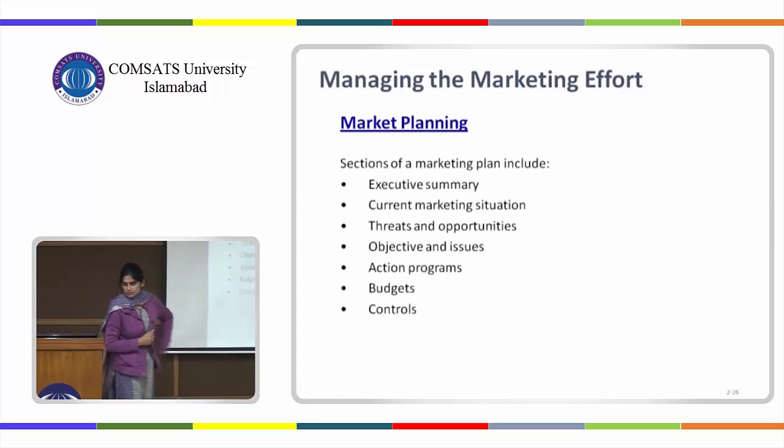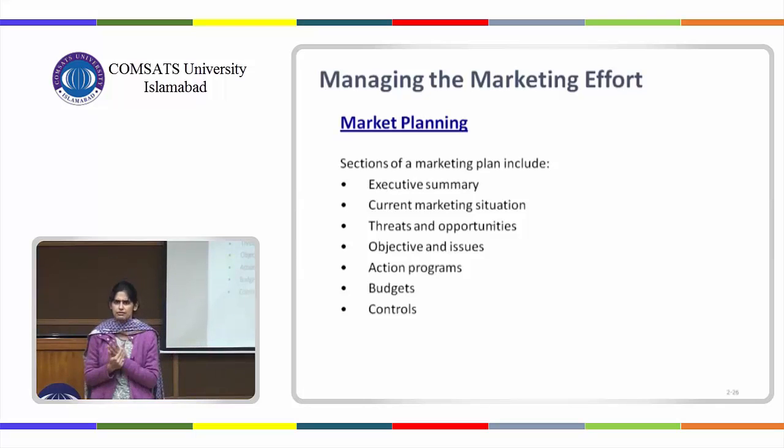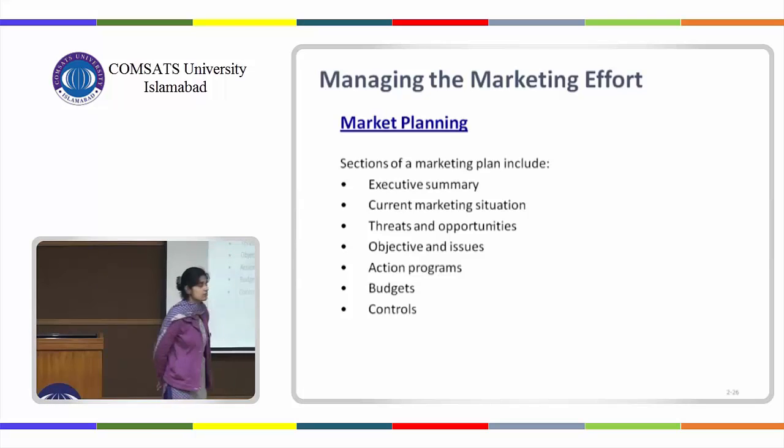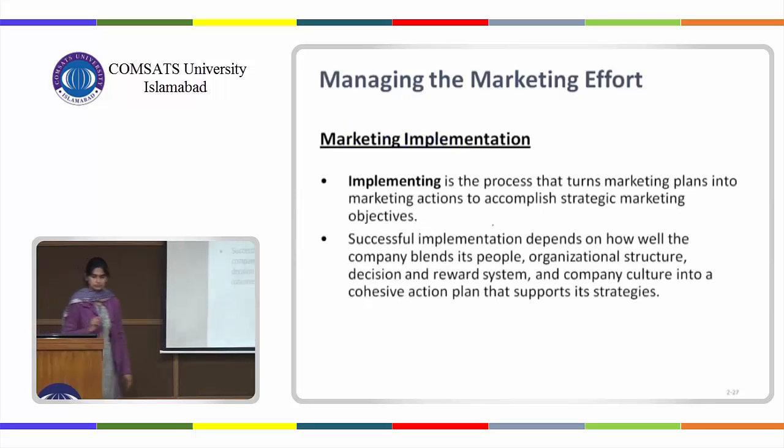Now coming down to marketing planning, when you do planning, you make a marketing plan out of it, and that's how a marketing plan looks like. We might be making a marketing plan for your final project. We'll think about it. So executive summary comes first, followed by current market situation. How would you assess the current market situation? SWOT analysis, right? So threats and opportunities. Then objectives and issues, action program, what would be the budget, control.